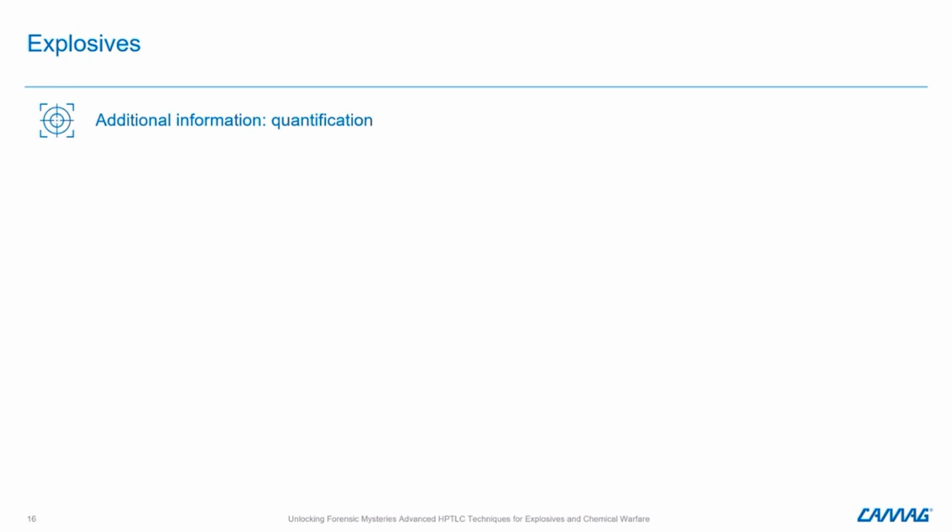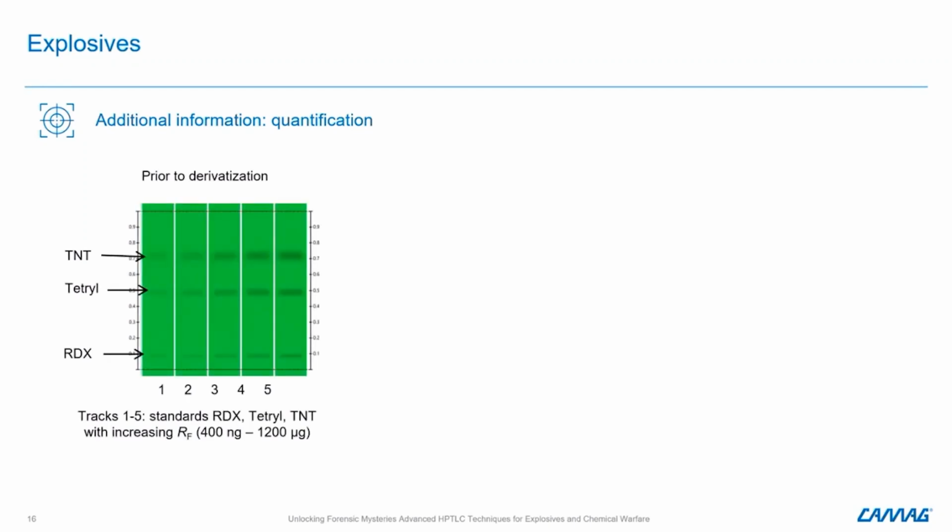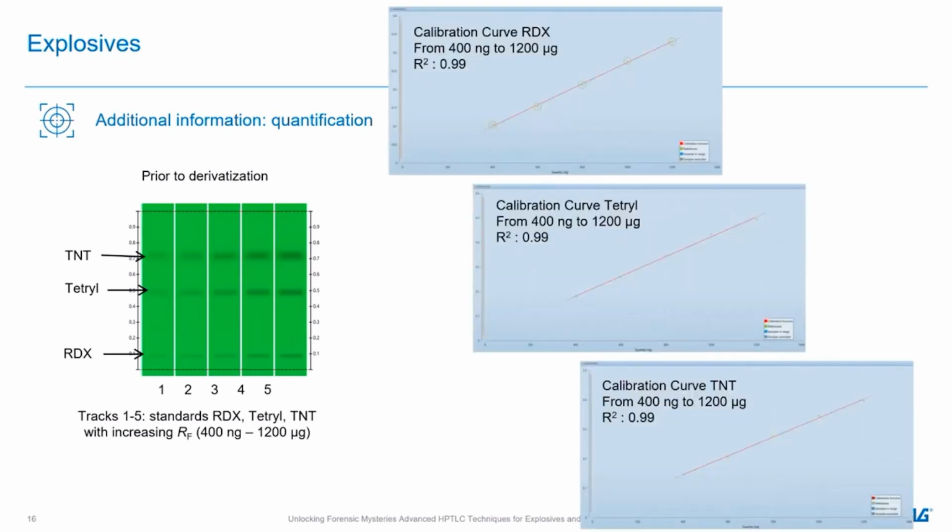I told you that we would do some additional steps, for example, the quantification. Here you see we have applied the RDX, the tetryl, and the TNT with different application volumes to have a calibration curve. So here you have the 3 calibration curves for the RDX, the tetryl, and the TNT. And you see that it's quite easy to do some quantification if you need to do it.